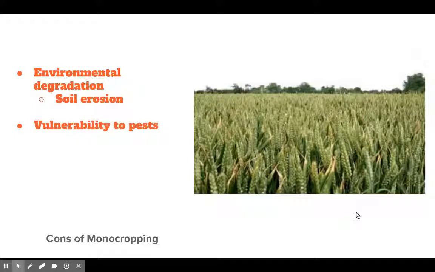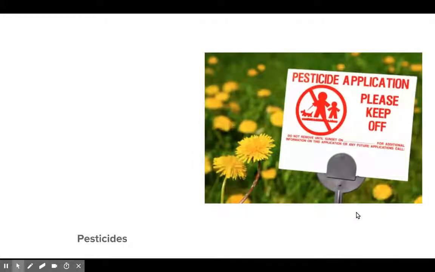And then even vulnerability to pests. So you can have large expanses of this single plant, and that represents a food supply for a certain pest. It's like you go into the casino at the all-you-can-eat buffet, and it's your favorite food, nonstop and unlimited, in regards to the pests. So talking about pests, let's move on.